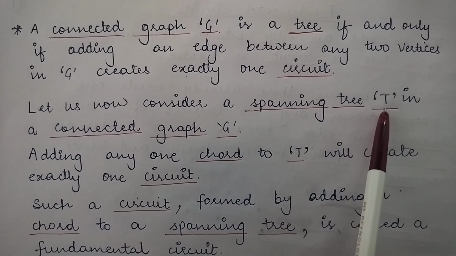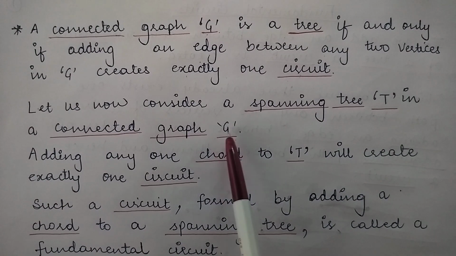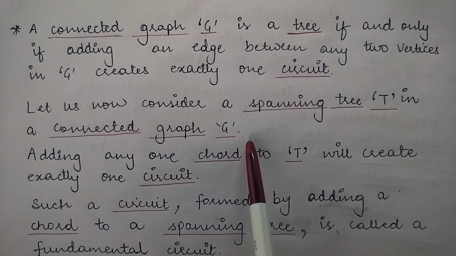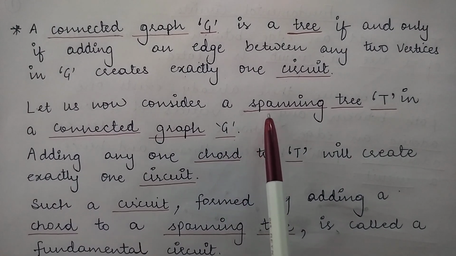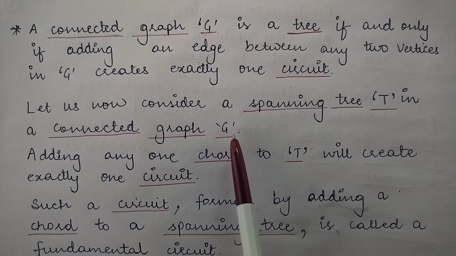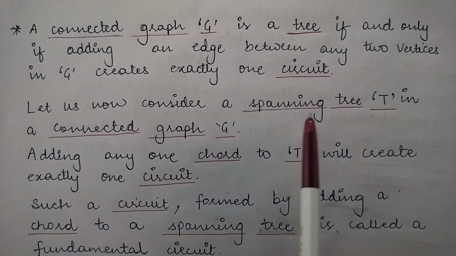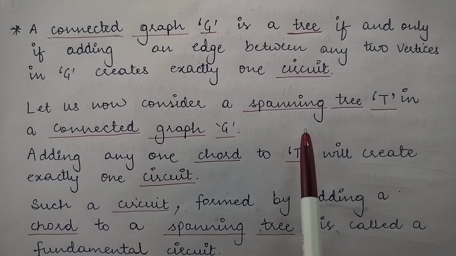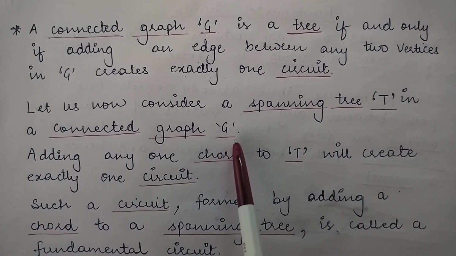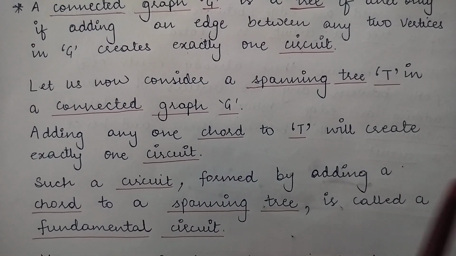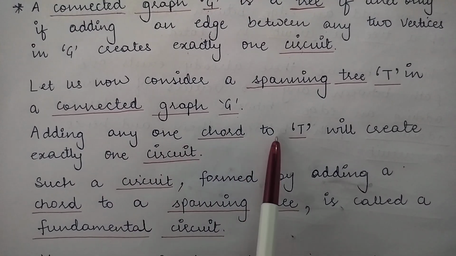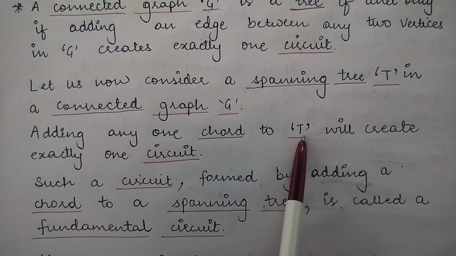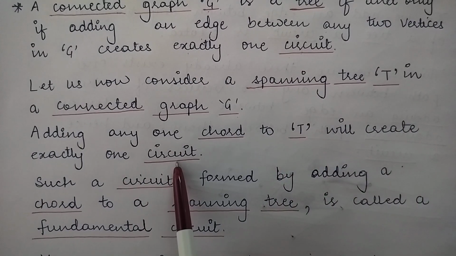We all know a spanning tree T is a subgraph of a graph G which is a tree and which covers all the vertices of the graph G, right? So any such subgraph which is a tree and which covers all the vertices of its graph is called a spanning tree. Now if I add any one chord to this tree, it will create one circuit, right?